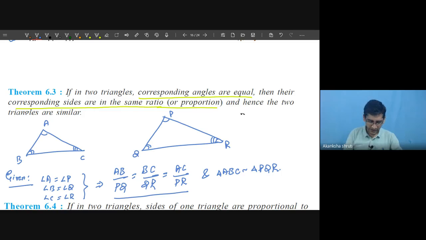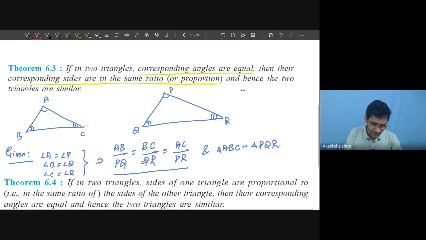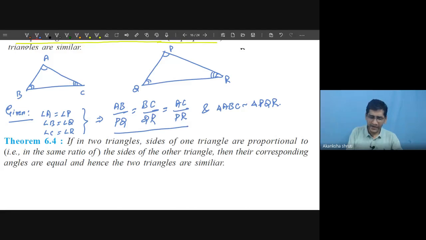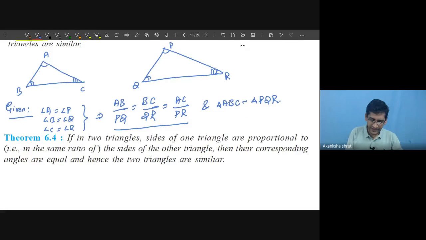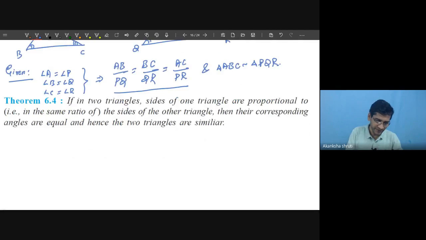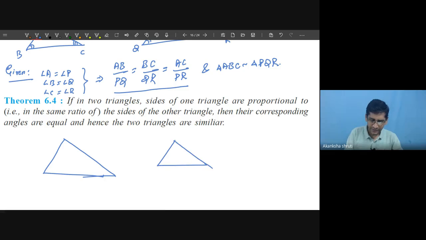PQR. Okay. The next theorem, 6.4, is just the converse or reverse of 6.3, where the proportionality of sides is given, then we can write their angles are equal and the triangles are similar. So in 6.3 the given condition was equality of angles, but in 6.4 we take the sides as proportional. Let us take ABC and PQR.